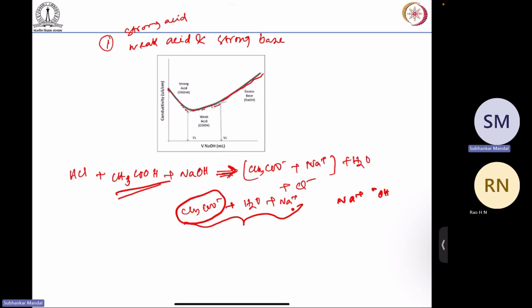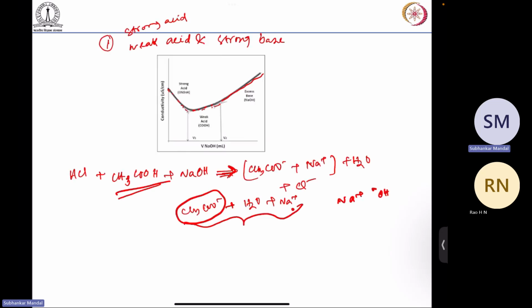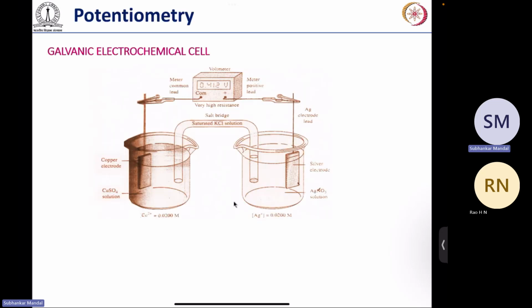Okay, so I think we can go to some of the other problems. This kind of precipitation reaction is also there, and redox reaction also, but I am not talking about that. I'll talk about some of the potentiometry or galvanostatic cell. That kind of part I'll cover, because these are all similar types of things.